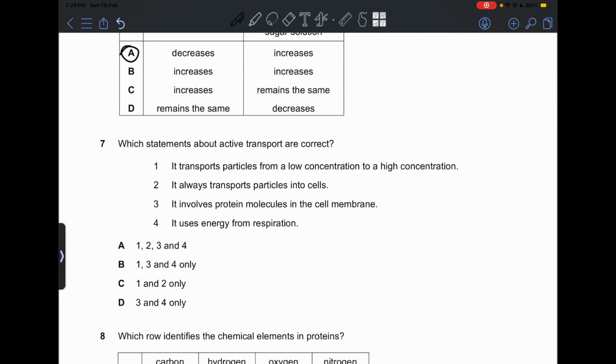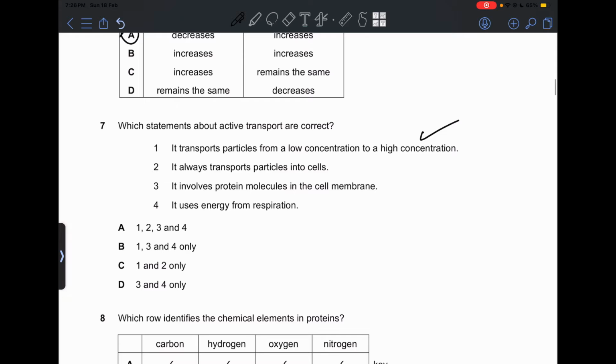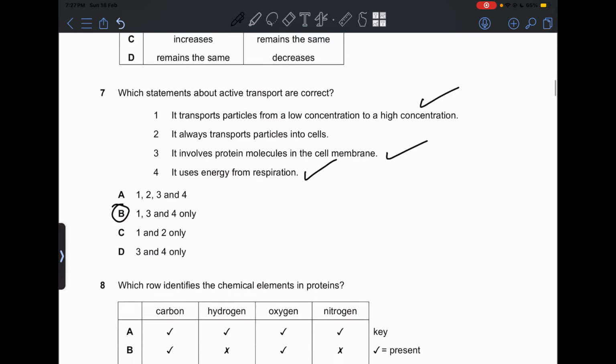7, which statements about active transport are correct? Number 1 says it transports particles from a low concentration to a higher concentration. This is correct. 2 says it always transports particles into cells. Actually, this is an incorrect statement. Sometimes it is used for other things. 3 says it involves protein molecules in the cell membrane. This is correct. These are actually called carrier proteins. 4 says it uses energy from respiration. Yes, because this is a process that uses energy and it is not passive like osmosis and diffusion. So our answer is going to be B.